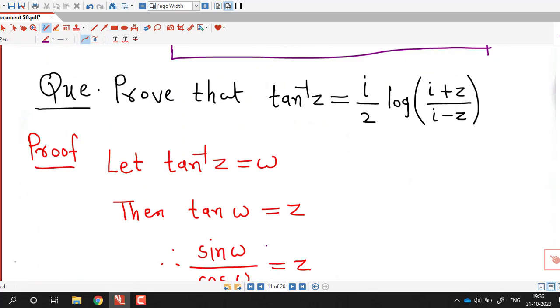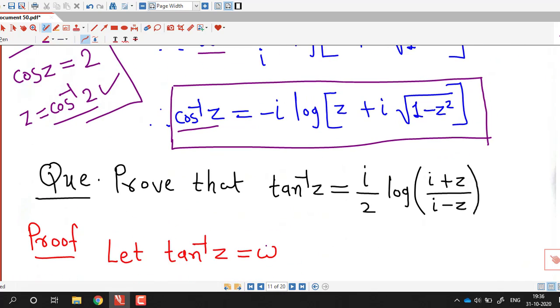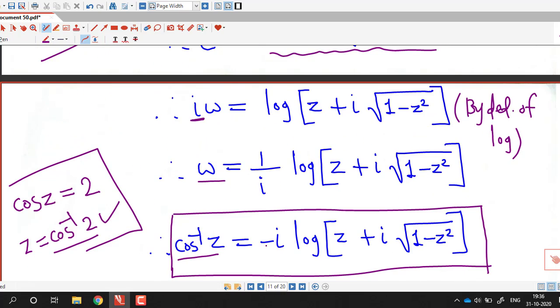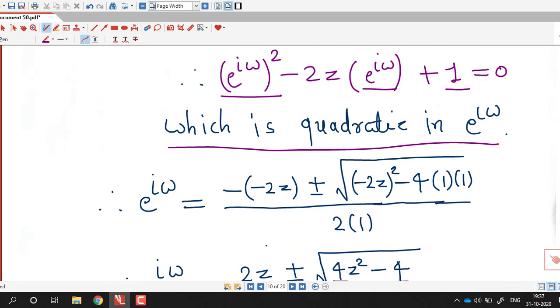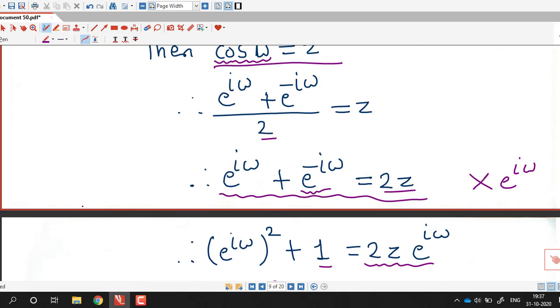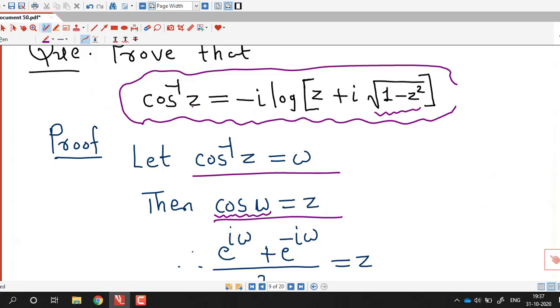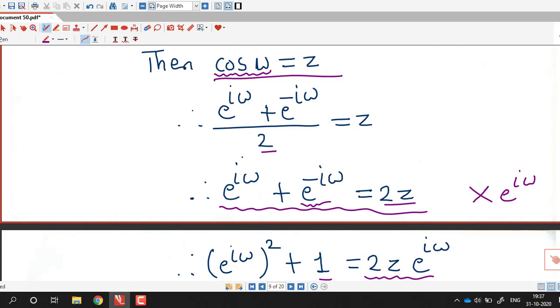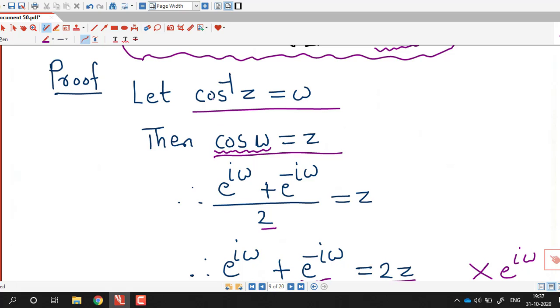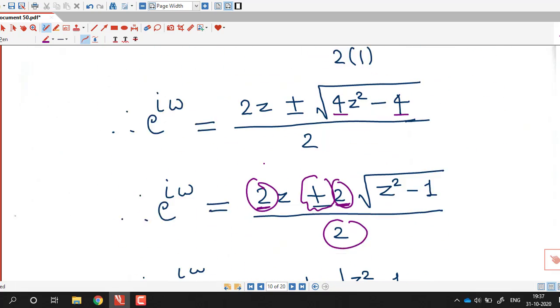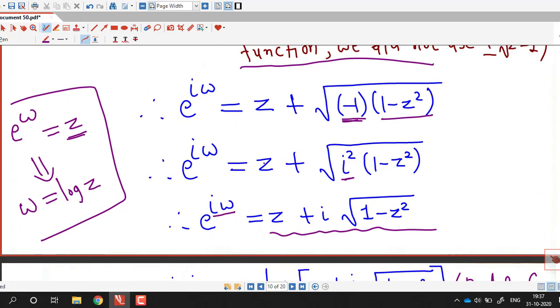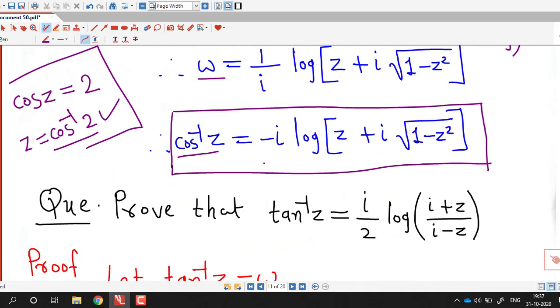Next formula we have is for tan inverse z. For sin inverse z, this formula can be derived using the same process as we did for cos inverse z. I have not derived the formula for sin inverse z, but the method for deriving it is similar to this one. Instead of cos, we replace cos by sin, and we are able to prove the formula for sin inverse z in a similar way.